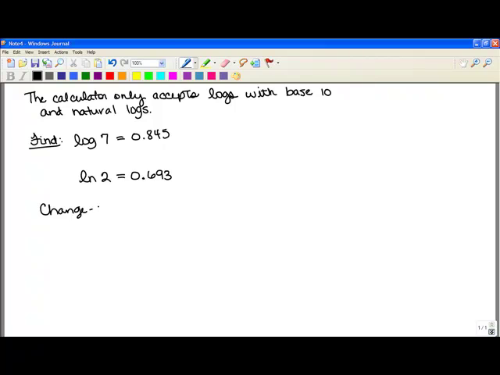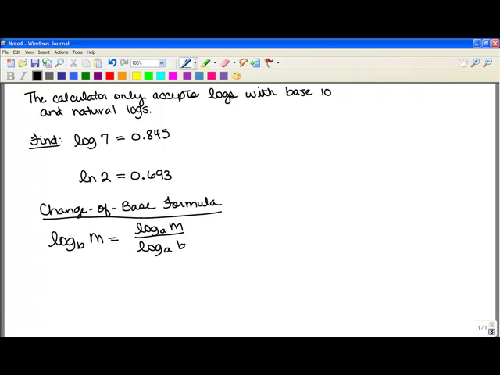The change of base formula can be used to enter logs in the calculator. The change of base formula is log base b of m equals log base a of m divided by log base a of b, where a is any base. We'll want to use base a being 10 or base a being e for a natural log.